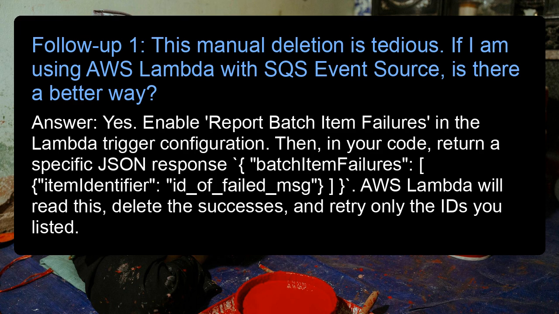Follow-up 1. This manual deletion is tedious. If I am using AWS Lambda with an SQS event source, is there a better way? Answer: yes. Enable ReportBatchItemFailures in the Lambda trigger configuration. Then in your code, return a specific JSON response: batchItemFailures, itemIdentifier, ID_OF_FAILED_MSG. AWS Lambda will read this, delete the successes, and retry only the IDs you listed.